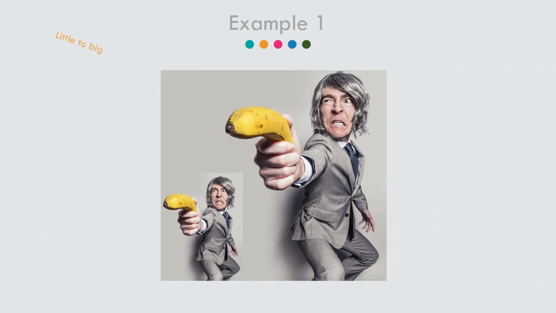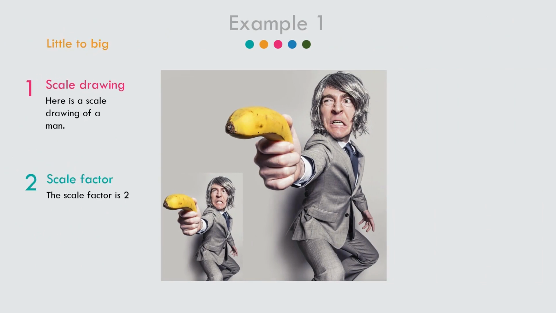This is a scale drawing of a little and a big man. If you measure these two images, you will find that the big man is exactly twice the size of the little man. So every two little men is the same size as one big man. This means that the scale factor is times 2. If we were to express this as a ratio, it would be 2 to 1.